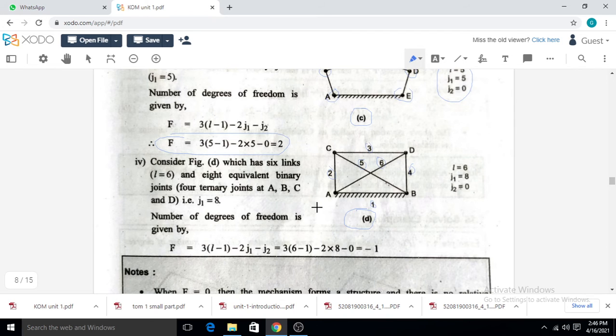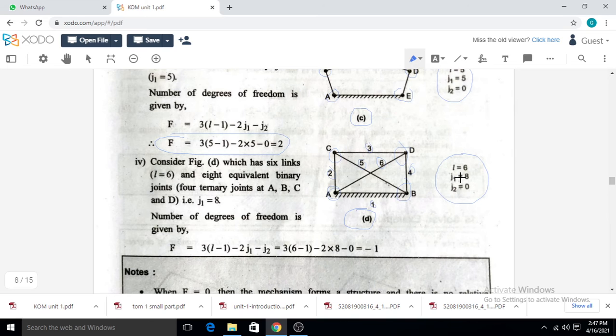Calculate the number of pin joints. Here we know that one ternary joint is equivalent to 2 binary joints. Here is one ternary joint, here is also one, here is also one, and here is also one. Means in this case there are 4 ternary joints, and one ternary joint is equal to 2 binary joints. So the total number of binary joints in this case is equal to 2 into 4, that is equal to 8. So J1 in this case is equal to 8.